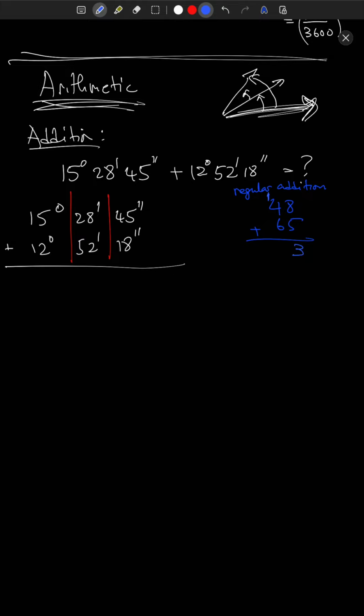And then when we add the next column, we add that 1. So 6 plus 4 is 10, plus 1 is 11. So we get 113. All right. So we carry that 1. So what we're going to do here is exactly the same idea. 45 plus 18 is what? 63. Right? So that would be 63 minutes.